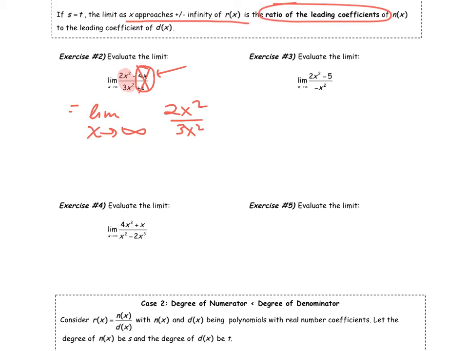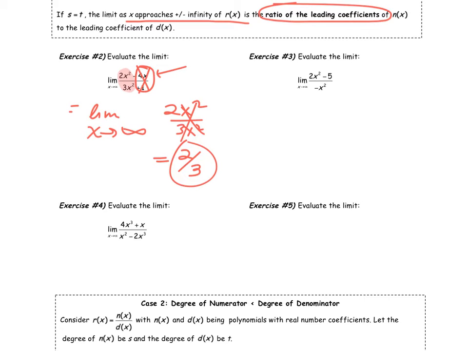So we're taking the limit as x approaches infinity of 2x squared over 3x squared. The x squareds cancel, and I'm left with 2/3. So I would have a horizontal asymptote at 2/3. It's taking the ratio of the leading coefficients, back to that horizontal test.